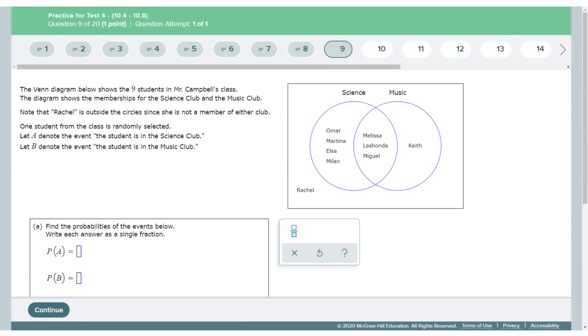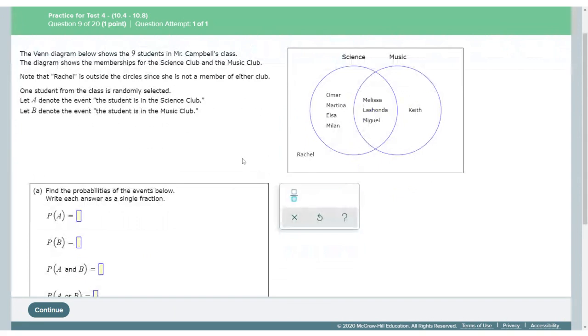All right. So one student is selected randomly, and A is the student is in the science club, B is the student is in the music club. So A is science club, so there's 1, 2, 3, 4, 5, 6, 7, and there's 9 total, right? Does that make sense?